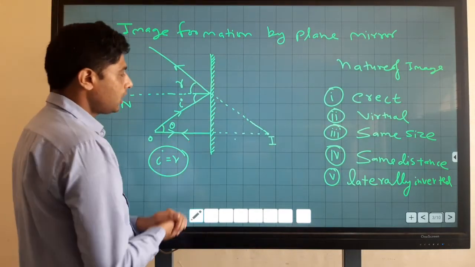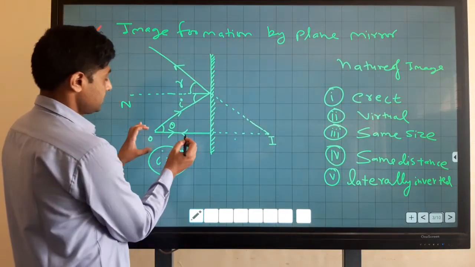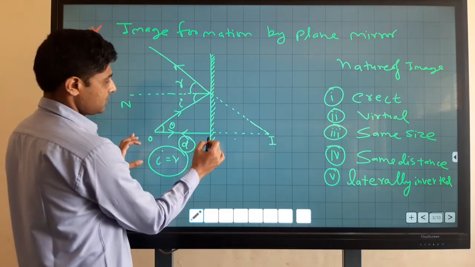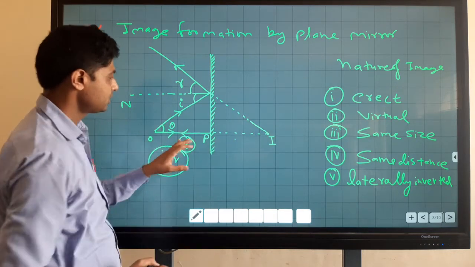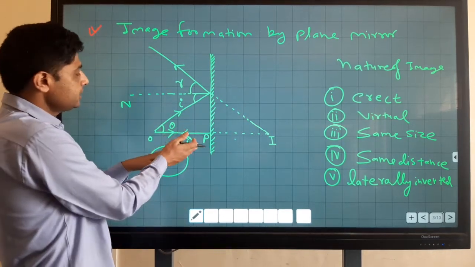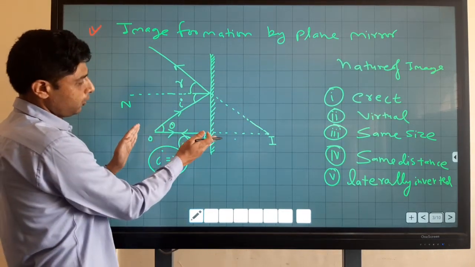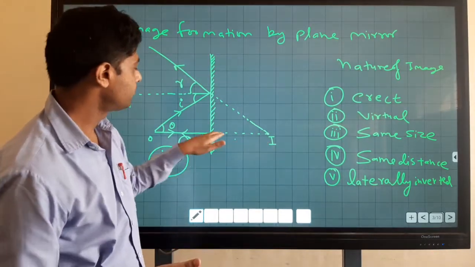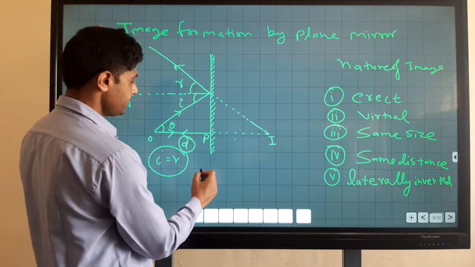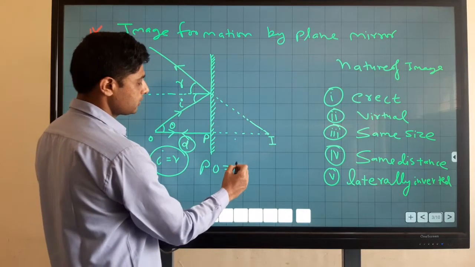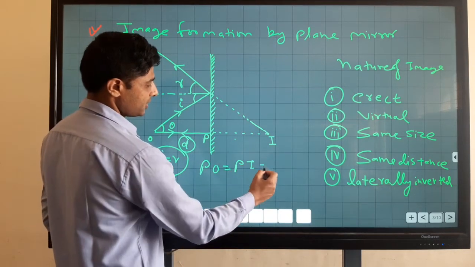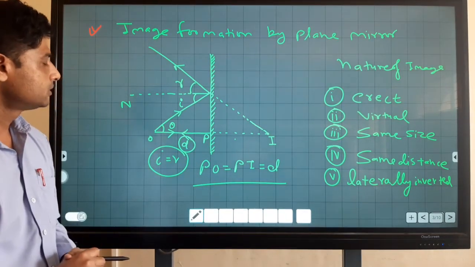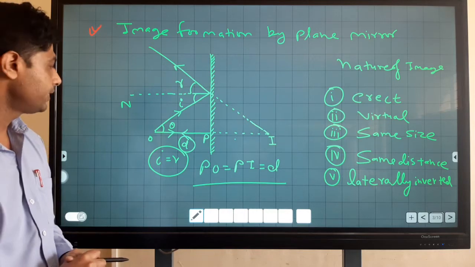These two angles are congruent. It means the distance, and this is the pole, the distance of the object from the plane mirror is equal to the distance of the image from the plane mirror. It means PO equals PI equals D. This is the image formation by a plane mirror.